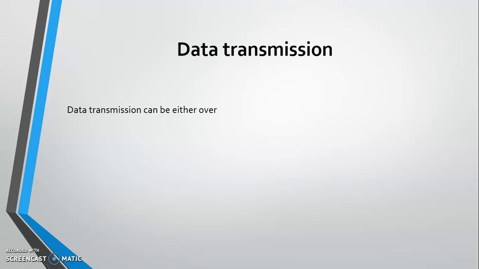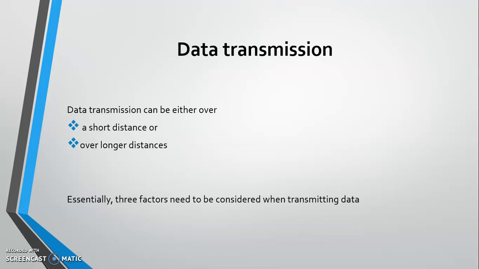Data transmission can be either over a short distance, for example, from computer to printer, or over a long distance, for example, over a telephone network. Essentially, three factors need to be considered when transmitting data. Each factor has to be agreed by both sender and receiver for this to work without error.